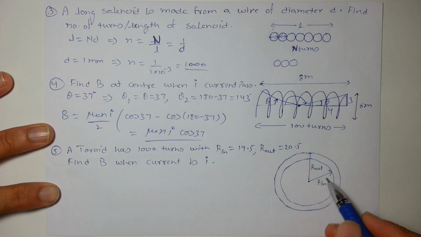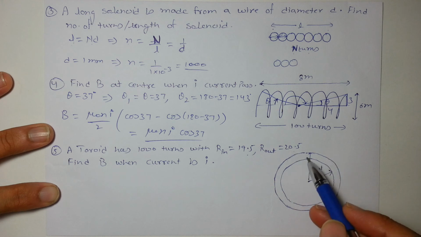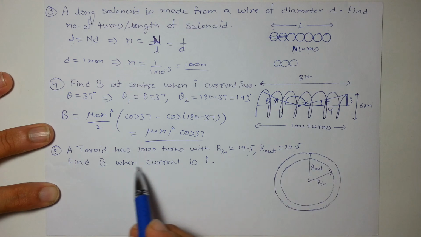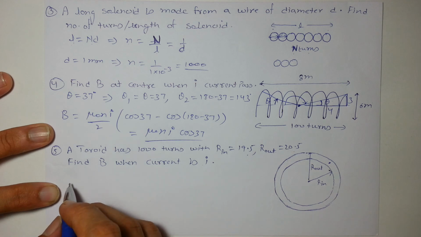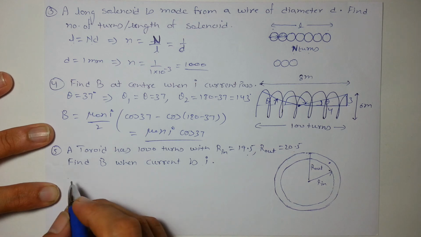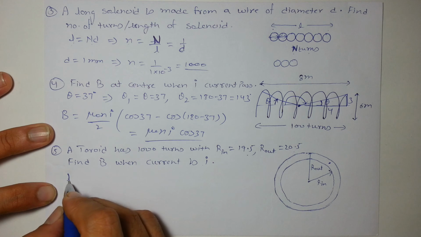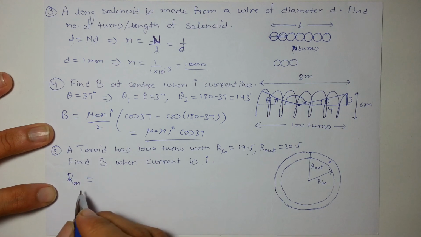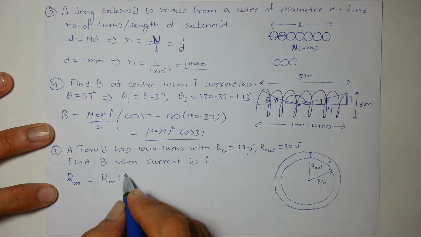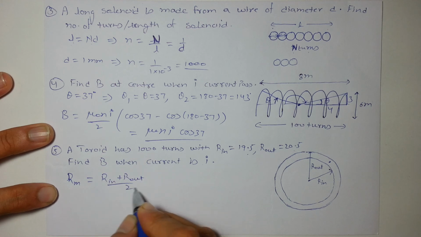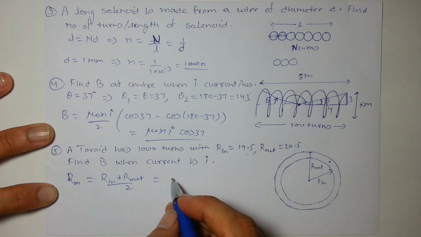Again, toroid has 1000 turns. अंदर वाली रेडियस 19.5, बाहर वाली 20.5. करंट I फ्लो कर रहा है, तो मैग्नेटिक फील्ड बतानी है इस रीजन में. तो अगेन सबसे पहले हम निकालते हैं लेंथ के लिए R मीन चाहिए. मीन रेडियस इज R in plus R out by 2, and that will come out to be 19.5 plus 20.5 by 2, 20 आ जाएगा.